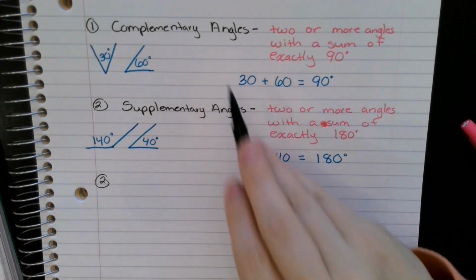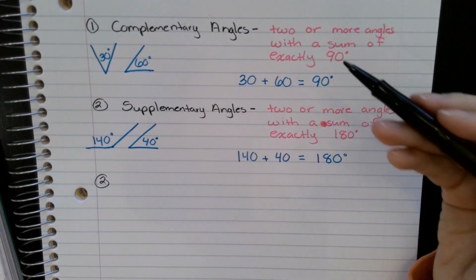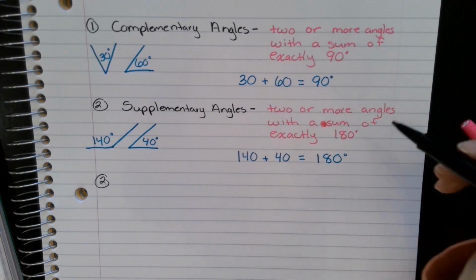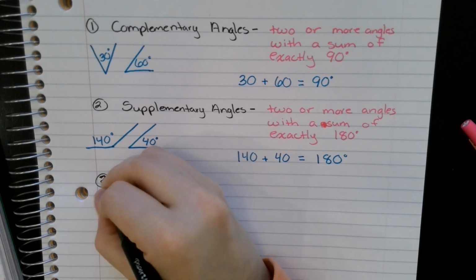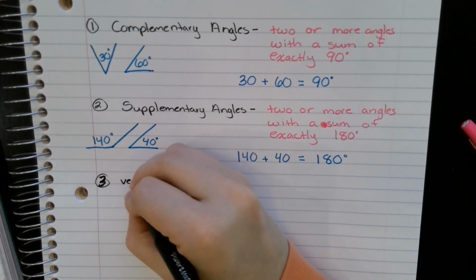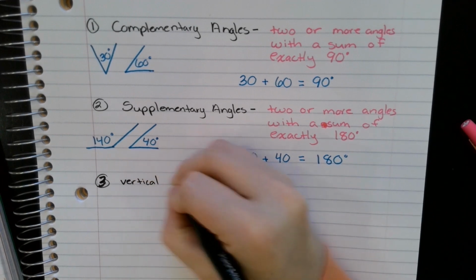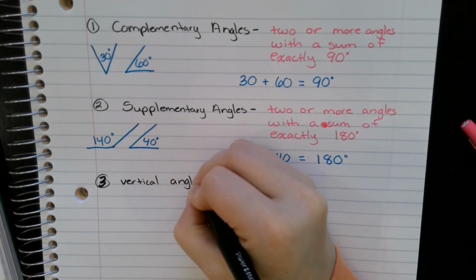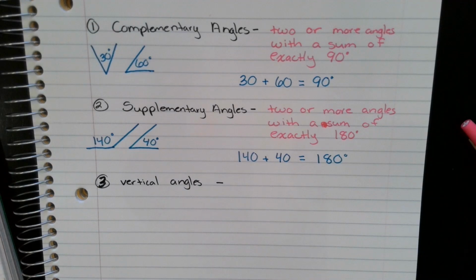For these first two relationships, you had to add the angles together to see if they would equal something. With our third angle relationship, these are called vertical angles. That means that these angles are exactly the same measurement. These angles are congruent, which means they are equal to each other. So if one of them is 30, the other's 30. If one of them is 56, the other is 56.